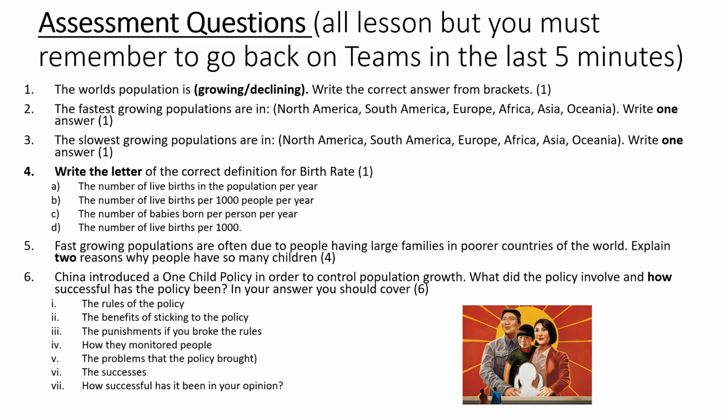You need to also cover the benefits of sticking to the policy. So what did they give you? How did they encourage you to stick to the policy? What rewards did you get if you just stuck to one child? You should also cover the punishments if you broke the rules. So what happened to you?